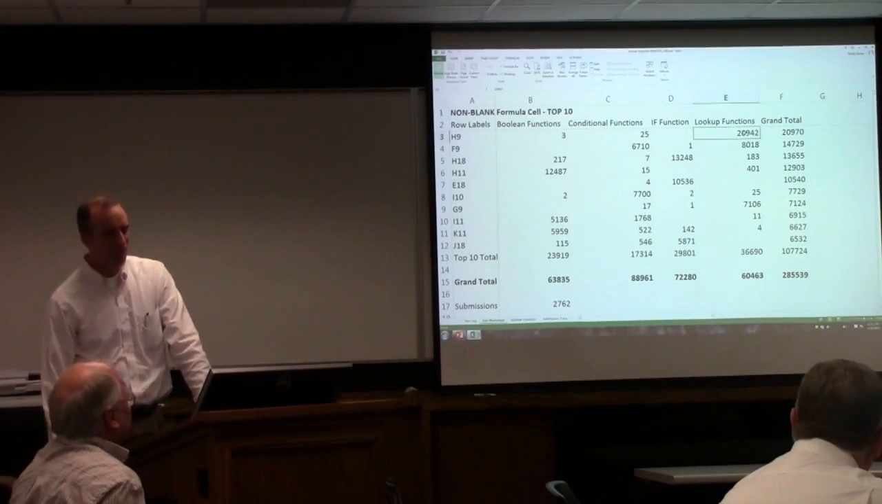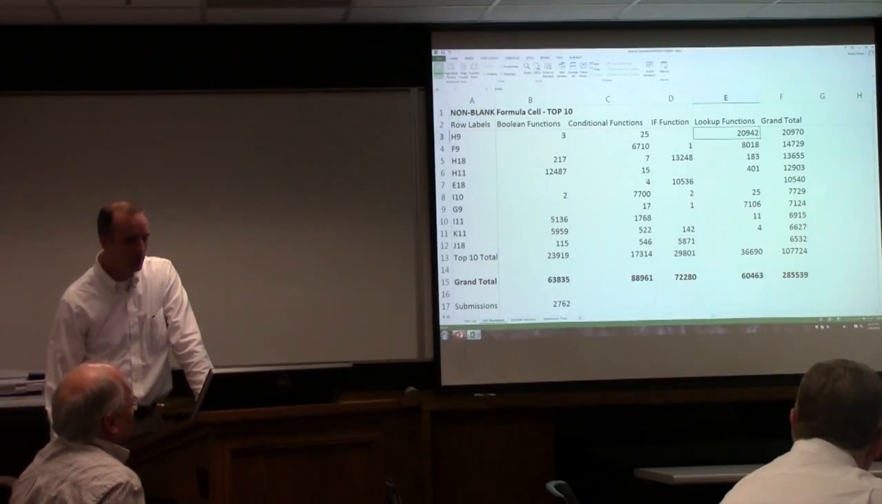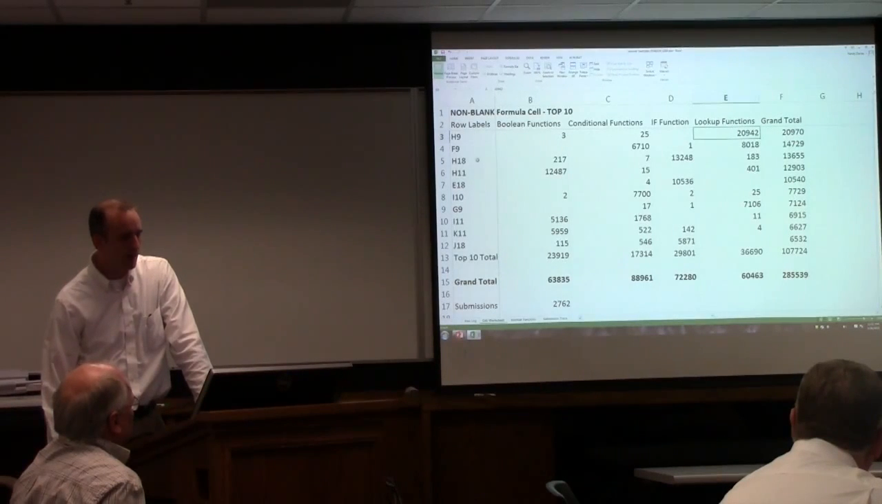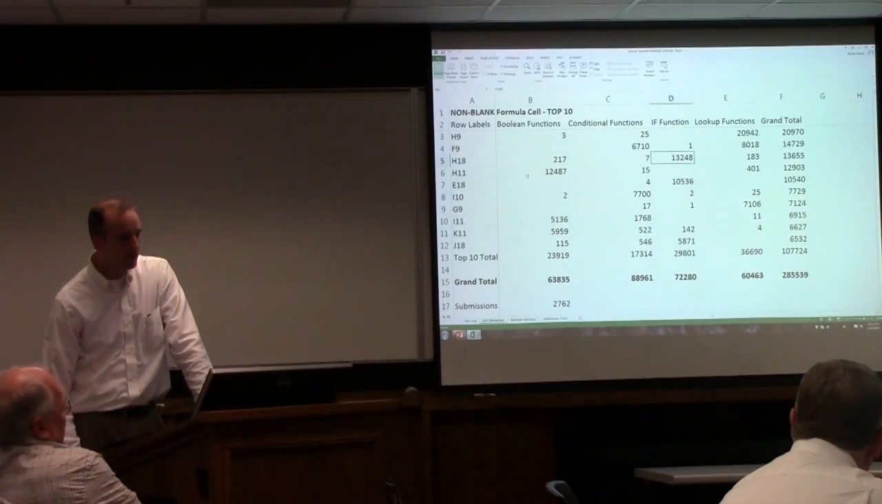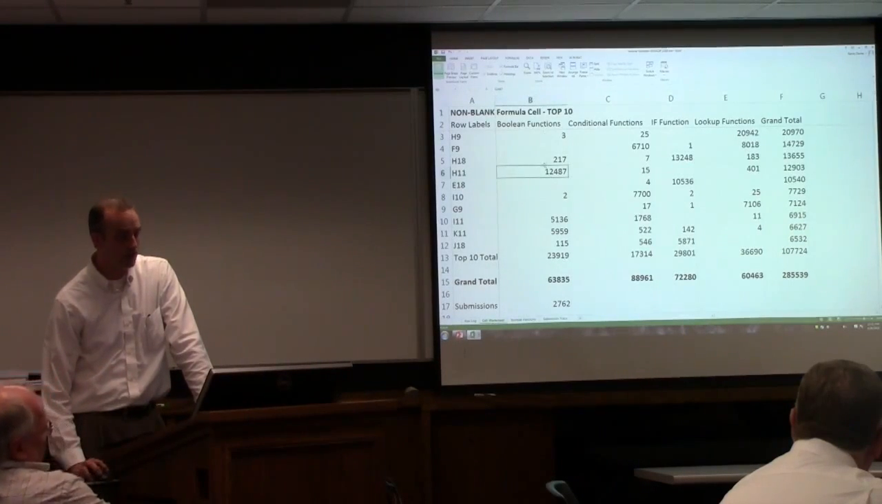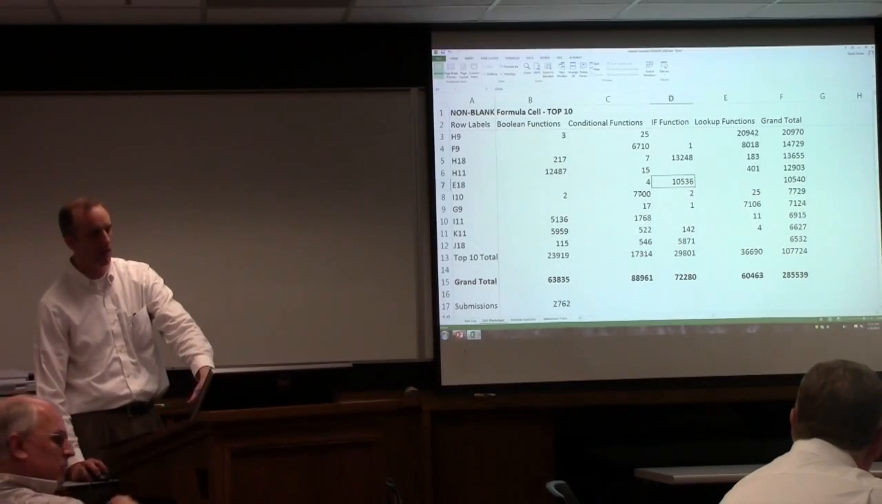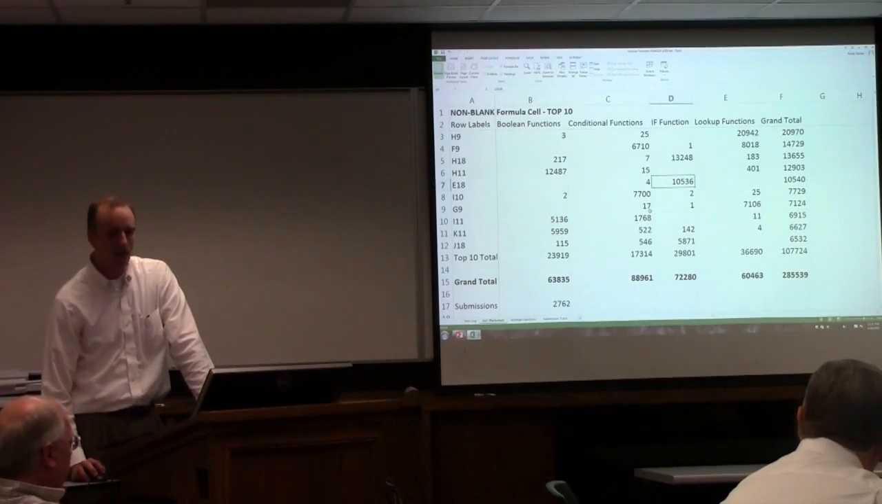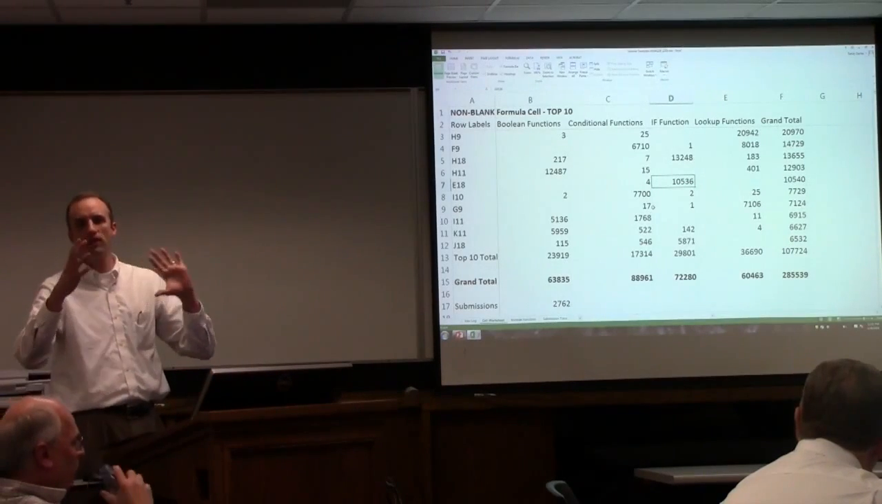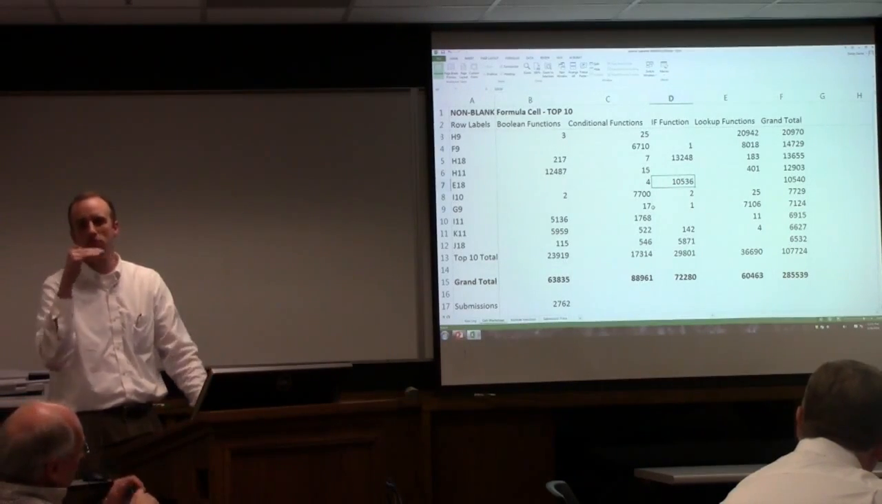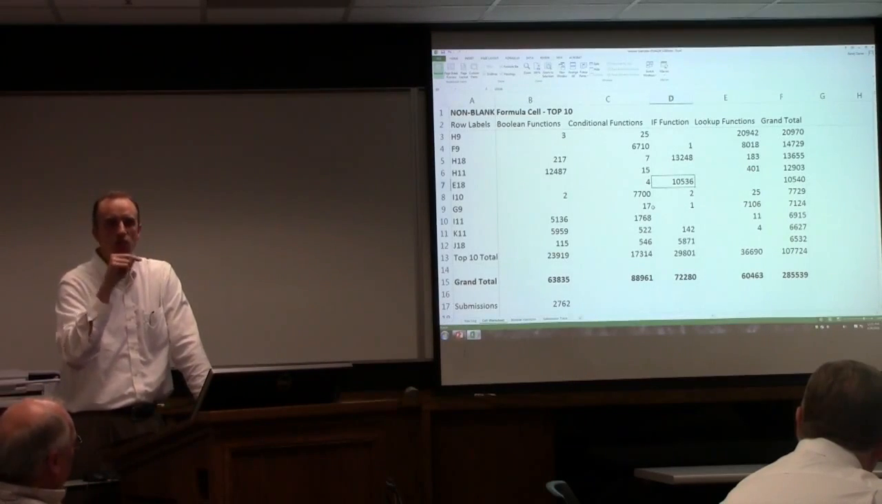So let's see, another one, and there's four here that are over about 10,000 actions. You have lookup functions, H9. You have H18 in the if function worksheet. You have H11 in the Boolean functions worksheet. E18 in the if functions worksheet. And then there's a couple other high ones, and it kind of goes down from there. So this is one way to look at the data, how many actions individuals are taking to try to get the right answer.